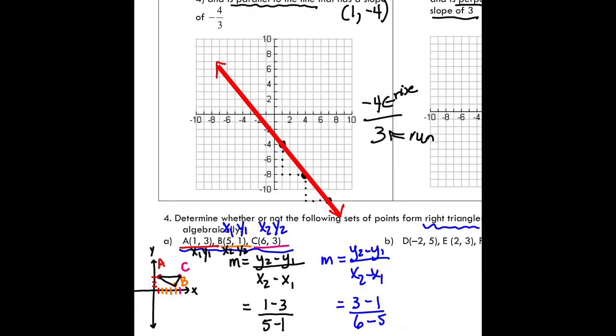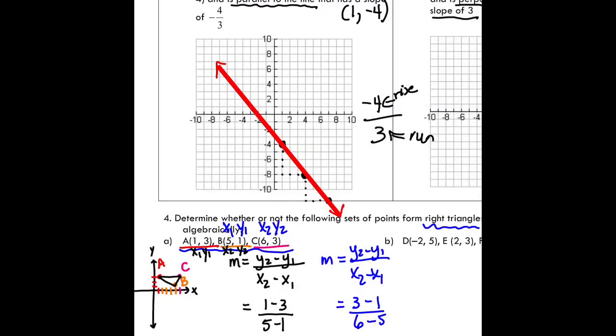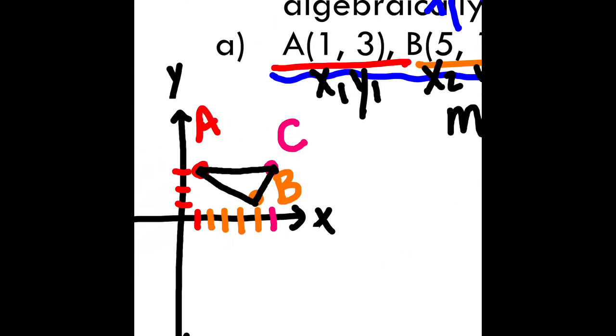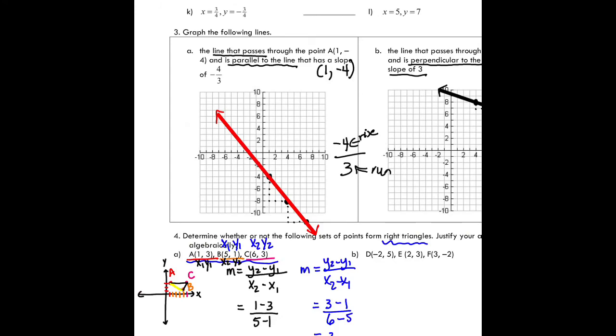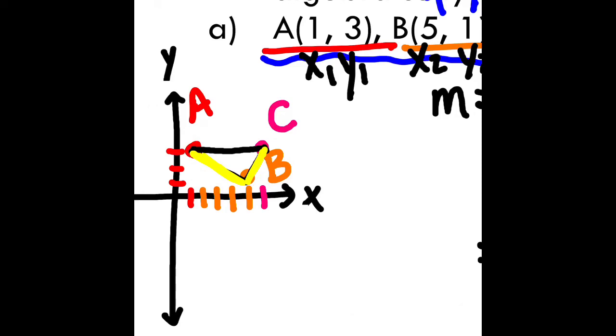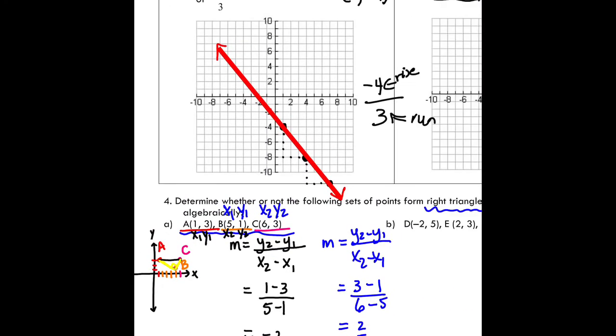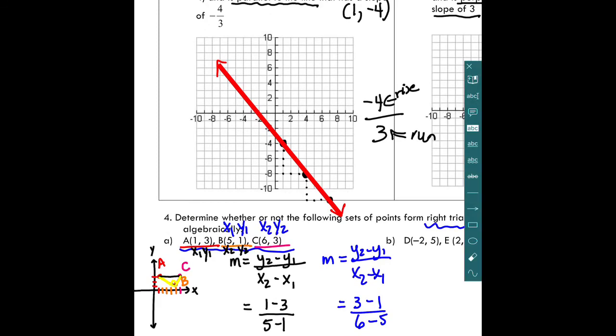I don't even have to go any further, because I can see that I have a slope of negative 1/2 with AB. So this right here has a slope of negative 1/2. And then I have a slope of 2 made by BC. So this has a slope of 2. Those two lines have slopes that are negative reciprocals, so they're making a right angle, and that gives us a right-angled triangle.